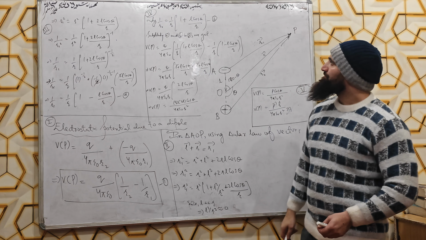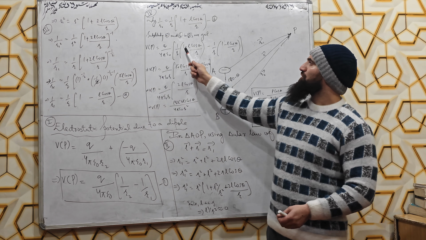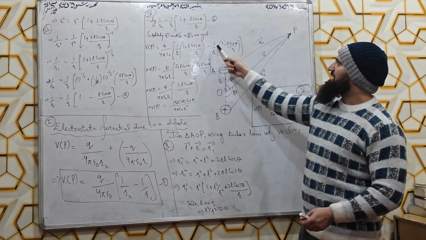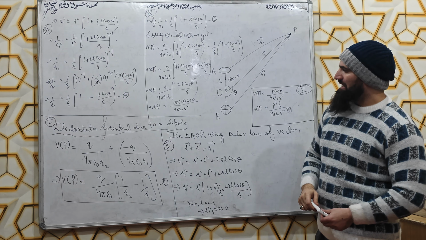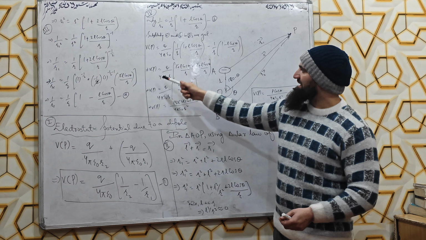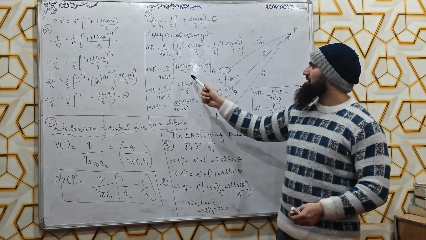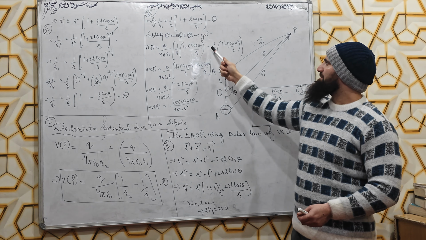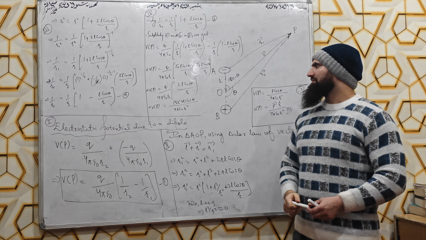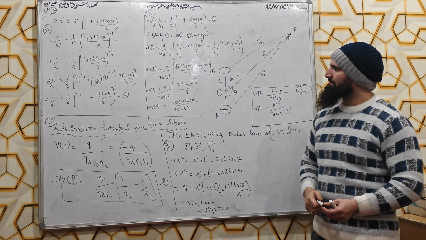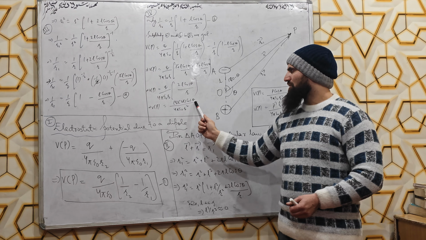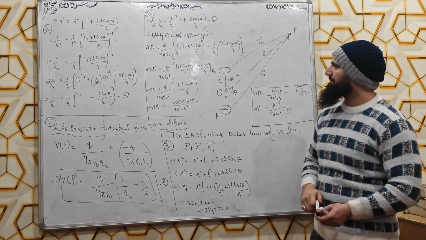Instead of 1 by R2, we will write 1 by R into 1 plus L cos theta by R, minus 1 by R. Instead of 1 by R1, we will write 1 by R into 1 minus L cos theta divided by R. This is 1 by R1. Okay. So we can take 1 by R common, 1 plus L cos theta by R minus 1 plus L cos theta by R. 1 and 1 will get cancelled. L cos theta by R plus L cos theta by R becomes 2L cos theta by R. So Q into 2L into cos theta divided by 4 pi epsilon naught R square.